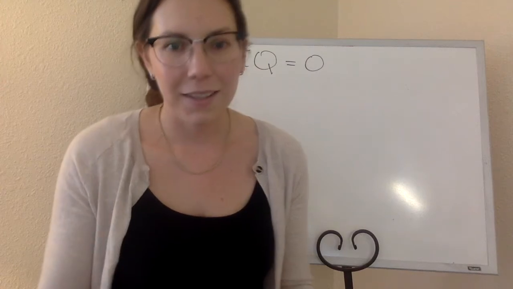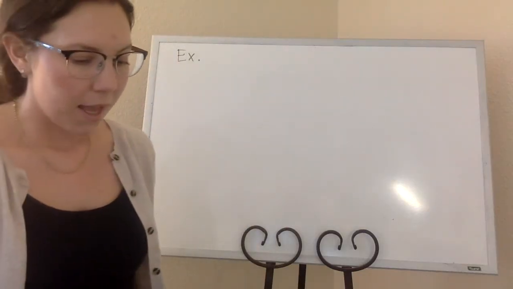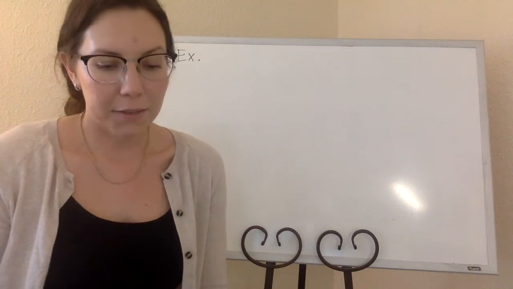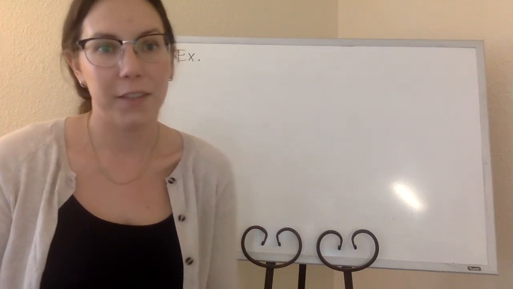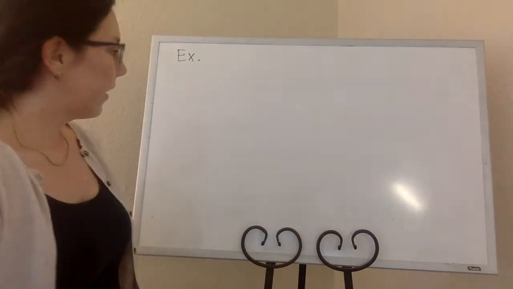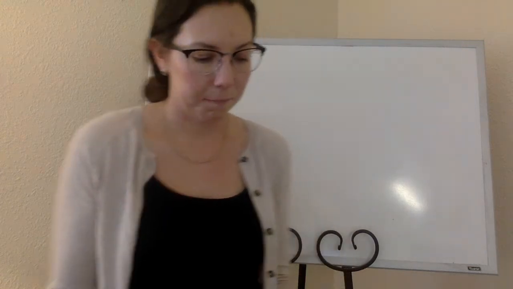But okay, let's look at the first example. Okay, so you have taken ice from the freezer at -20 degrees Celsius. How much ice must you add to 500 grams of diet soda at 30 degrees to cool it to 5 degrees? All right, so let's track this through. 5 degrees is the final temperature of the soda, which means everything in the system has to end up at 5 degrees. And if that ice is now at 5 degrees, it has to be water. So we know that the ice is going to melt.